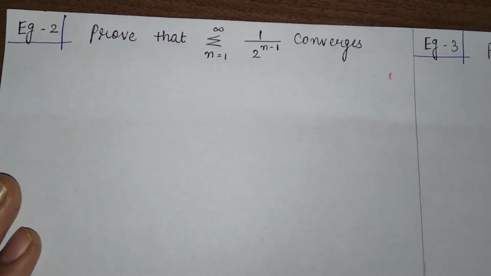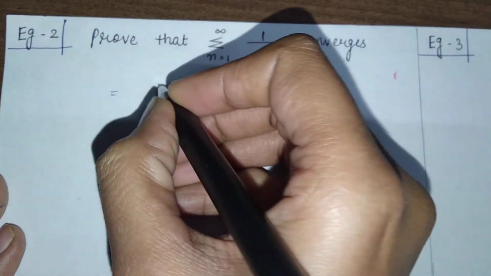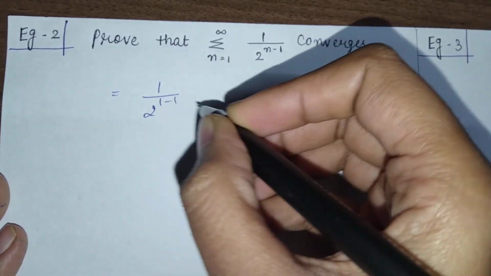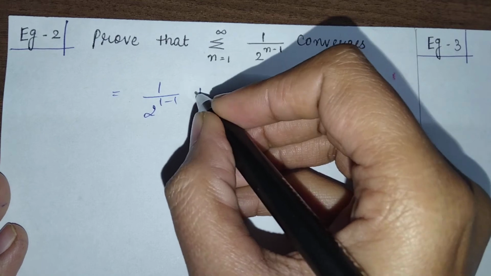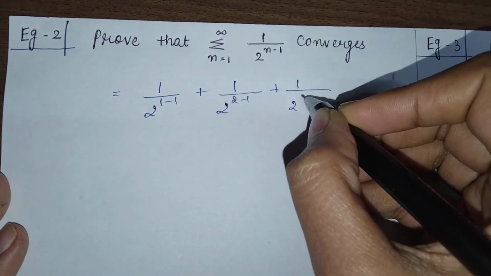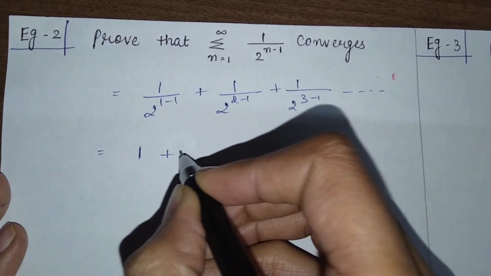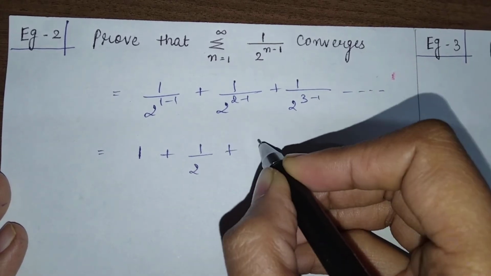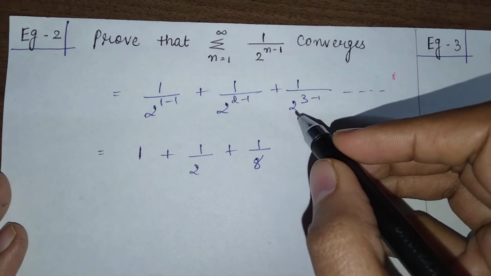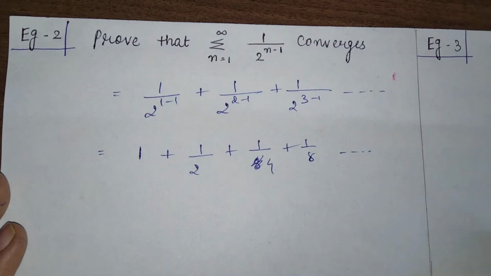Now if we substitute these limits, then if we put first 1, we get 1 upon 2 raised to 1 minus 1, that is plus 1 upon 2 raised to 2 minus 1 plus 1 upon 2 raised to 3 minus 1 and so on. It means that here we will get 1 plus 1 by 2 plus 1 by 4 plus 1 by 8 and so on.